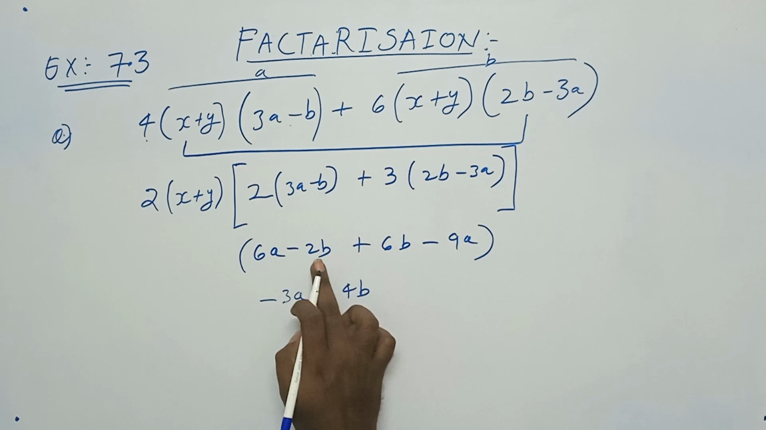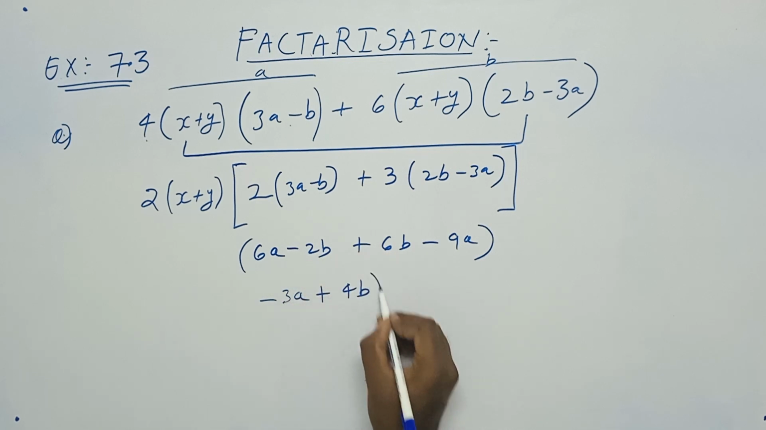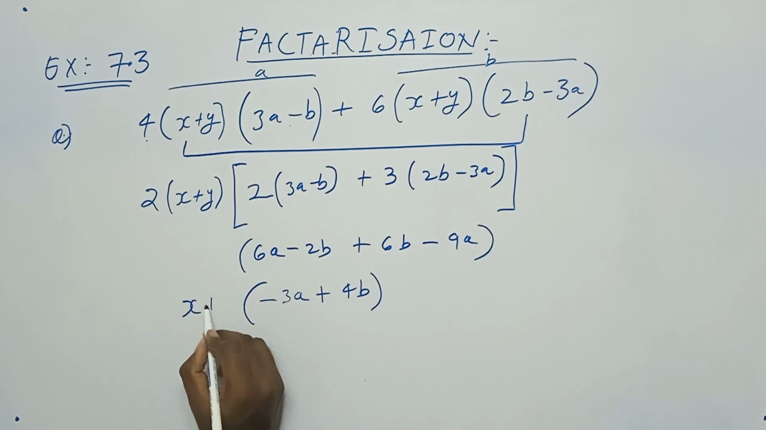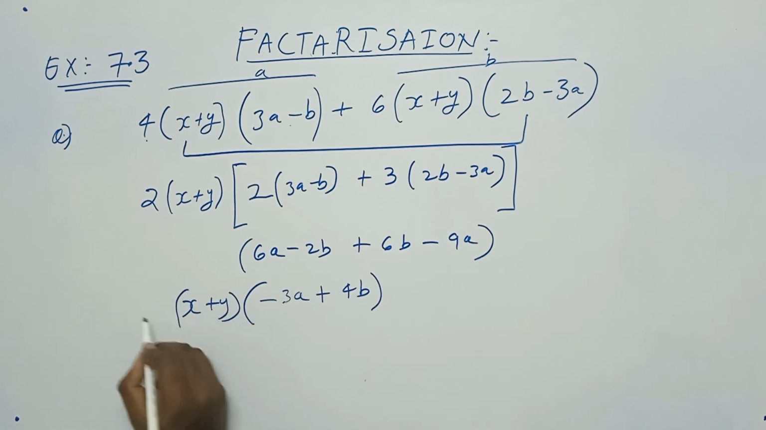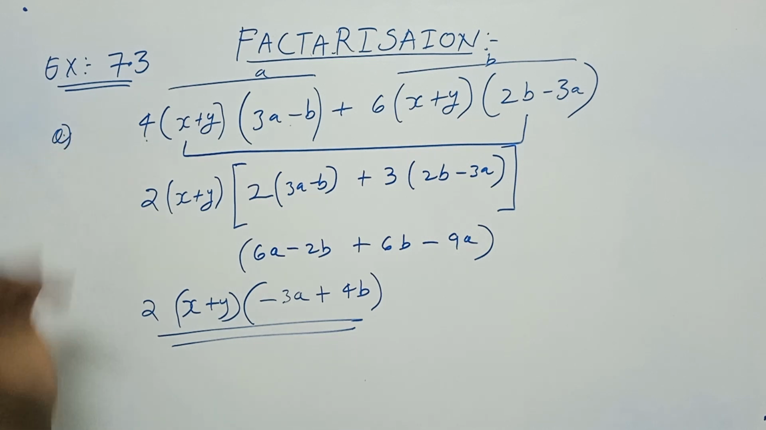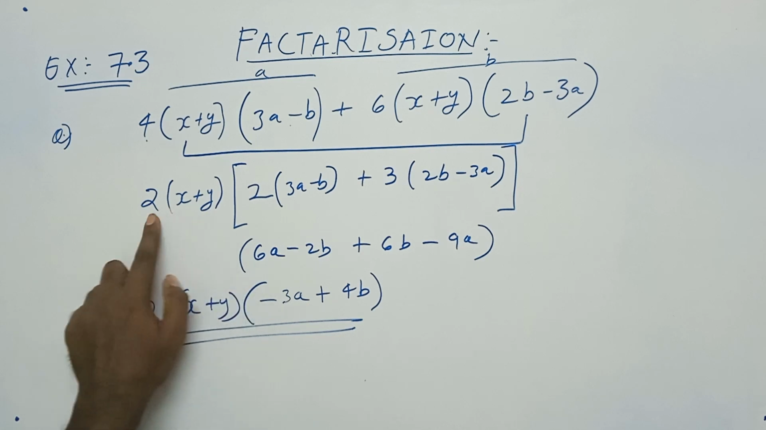If you just try to solve minus 2b plus 6b, you will get plus 4b. So this is our one factor, and x plus y is another factor, and 2 is another factor. So we got the product of three factors of this given expression. So this is how we are going to solve binomial as a common factor.